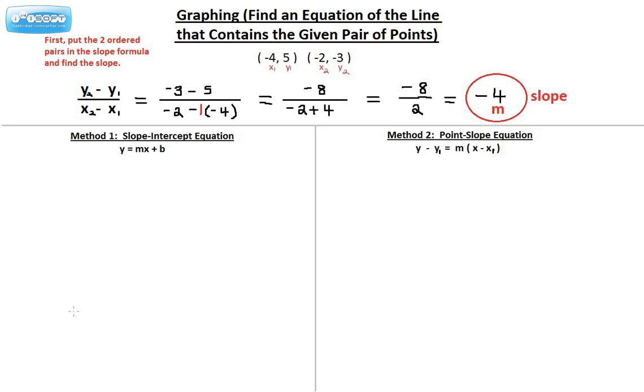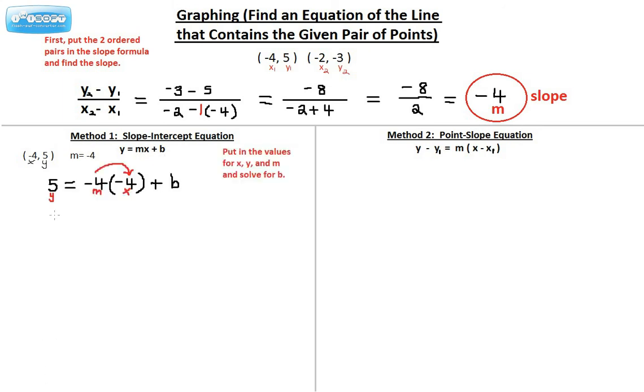First, we're going to find the equation using the slope-intercept equation, y equals mx plus b. We want to select one of the two ordered pairs. It doesn't matter which one. Here I've selected the first ordered pair, (-4, 5). These are our x and y values, and we just found that our slope, m, is -4. Now we want to substitute these values in the y equals mx plus b equation and solve to find b.